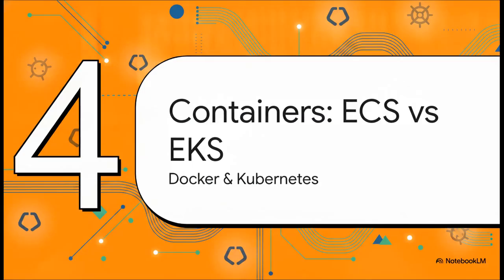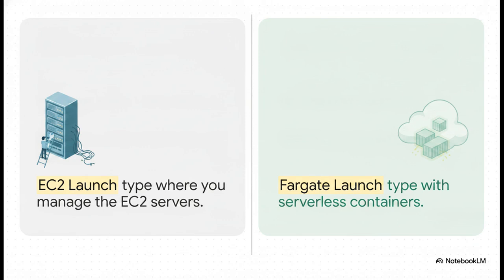Section 4. Containers, ECS versus EKS. Now, AWS gives you a native orchestration service called Amazon Elastic Container Service, or ECS, to manage Docker containers. But when you create a task in ECS, you actually have a major architectural choice to make. You can choose the EC2 launch type, which means you are still completely in charge of managing, patching, and scaling the underlying EC2 virtual machines that actually hold your containers. Or you can choose the Fargate launch type.